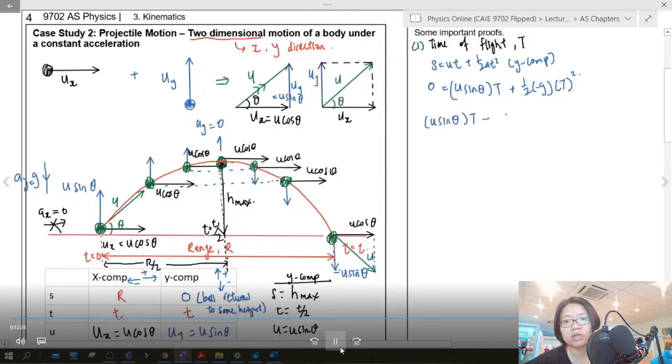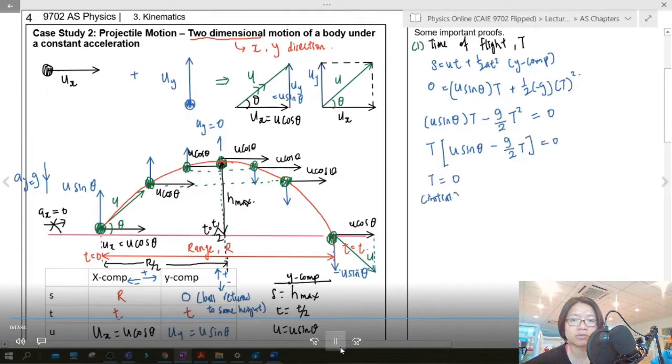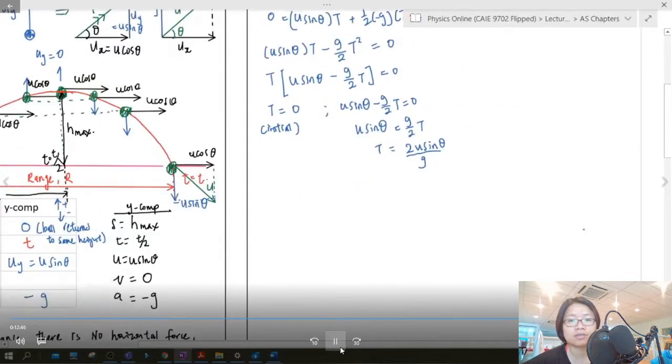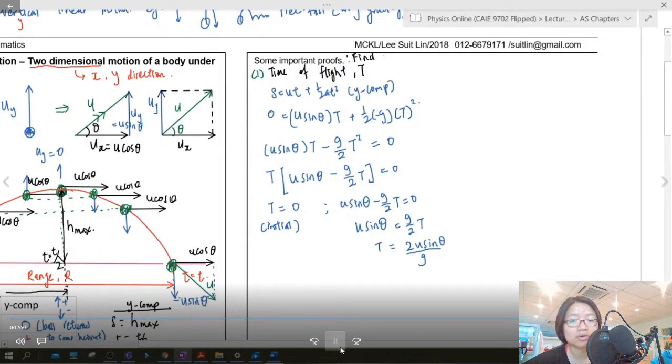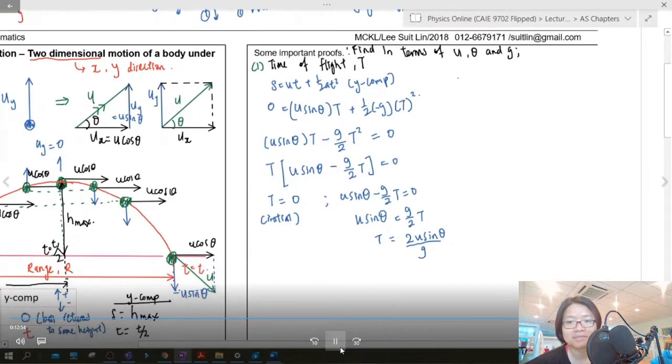So I think I spot a quadratic equation. So what I'll do is I'll factorize. And after factorizing out, I'll get t is equal to 0, this is the initial position where s is 0, and u sin θ minus (g/2)t is 0. So by rearranging, I'll get t is equal to 2u sin θ over g. This is the time of flight. Memorize? Please don't. Learn to derive. I don't think this derivation will take you long. Took me all of 1 minute.